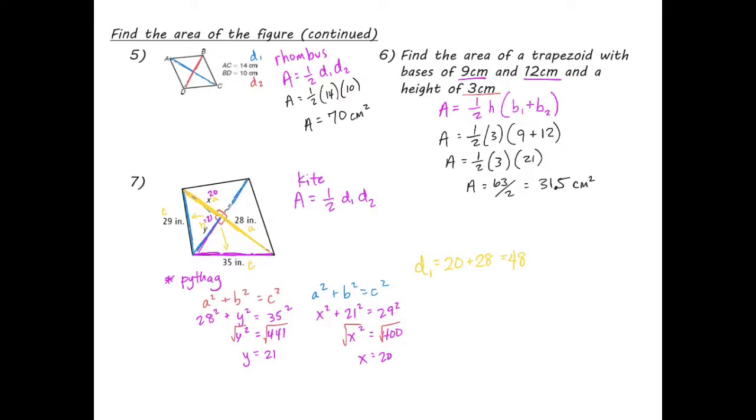And the other diagonal, one part of it is 21, but since it's a kite, that's the diagonal that gets bisected. So since that piece is 21, this other piece is also 21. So our other diagonal, we'll call it diagonal 2, is going to be 21 plus 21, or 42 inches.